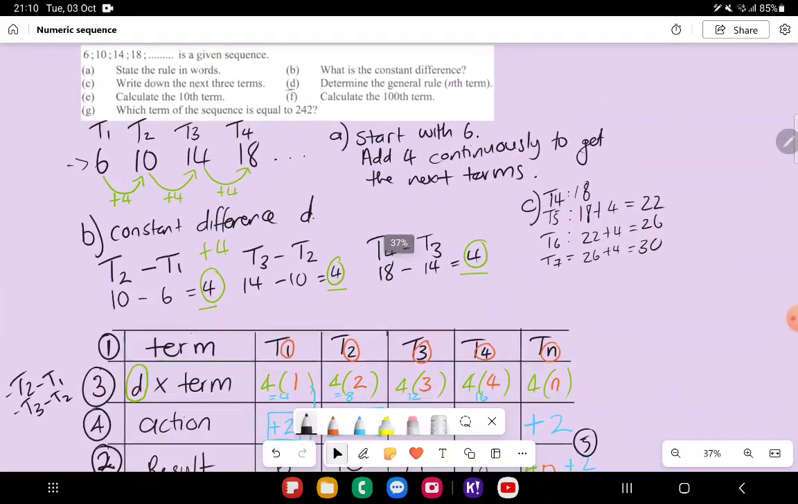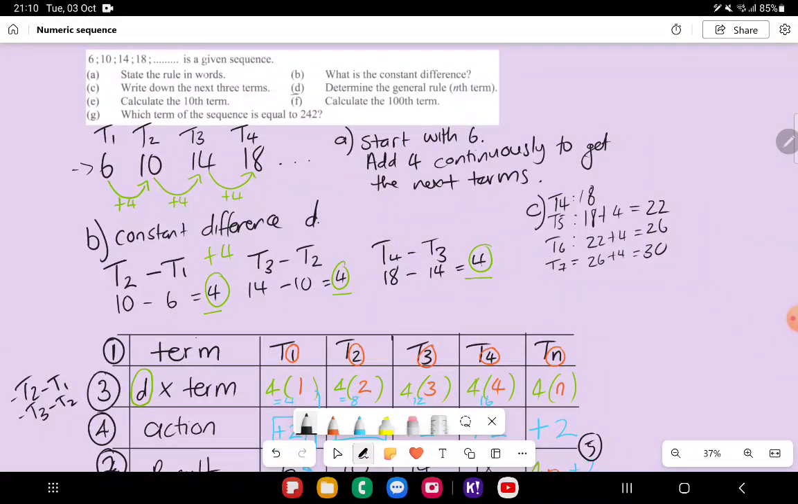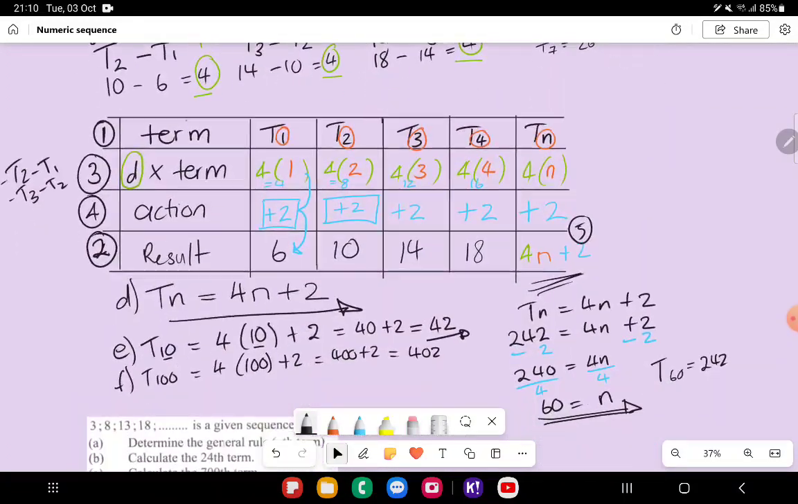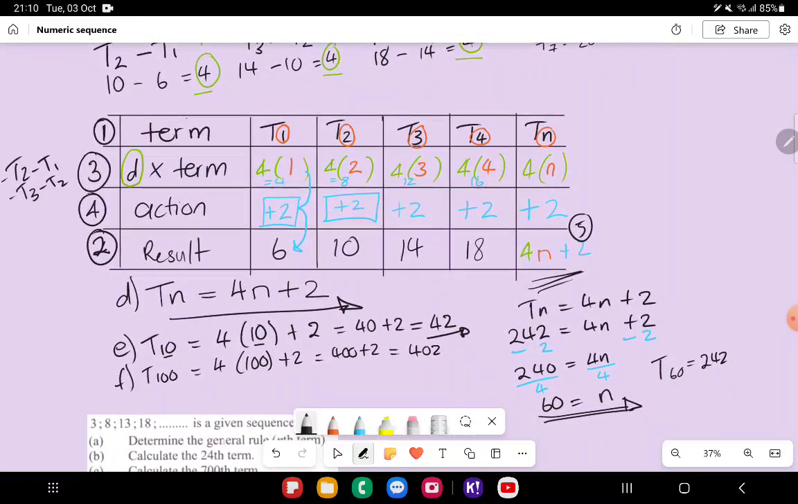So, quick recap. You need to be able to give me the rule in words. You need to be able to give me the constant difference through a calculation by saying term 2 minus term 1, term 3 minus term 2. You have to do it twice because sometimes the answer is not the same, which means it's not a numeric pattern. Then you need to be able to give me the next 3 terms. You need to be able to give me the general rule. You need to give me a specific term. And you need to be able to tell me what is the n value if I give you the result.